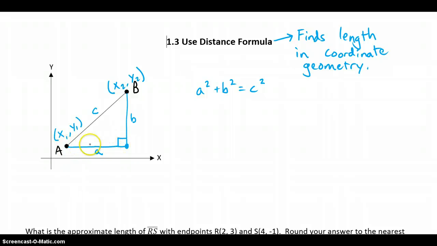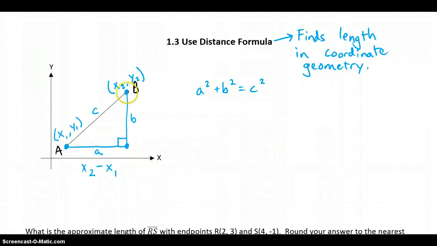To do that, I need to figure out how long side A is. If I look at side A, it's a horizontal line. And if I look at just the x values, for this point, the x value is going to be x1. And the x value of this point is going to be x2. So if I want to find out how long this side is, I'm going to take my x value, x2, and subtract my x1 value. So the length of side A is going to be this x value minus this x value.